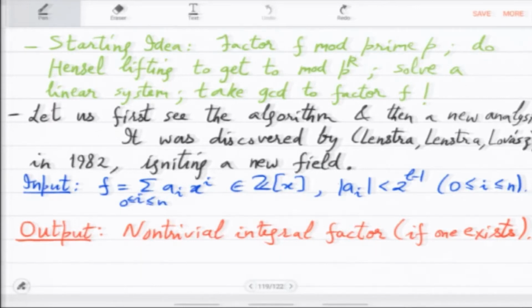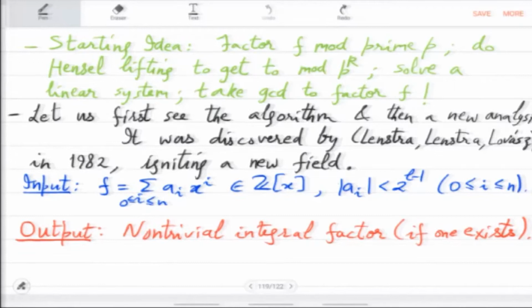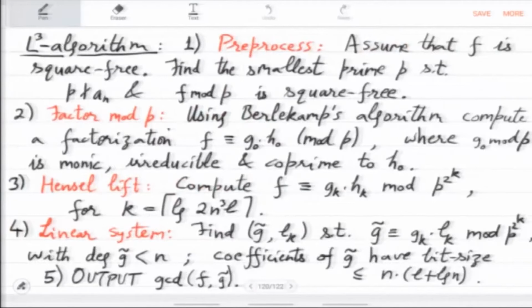In the output, of course, we want to check whether the polynomial f is an irreducible polynomial. If not, then you have to output an integral factor, a non-trivial factor. So the degree of this non-trivial factor should be between 1 and n minus 1. Okay, so we already actually wrote this algorithm which is called the L cube algorithm.